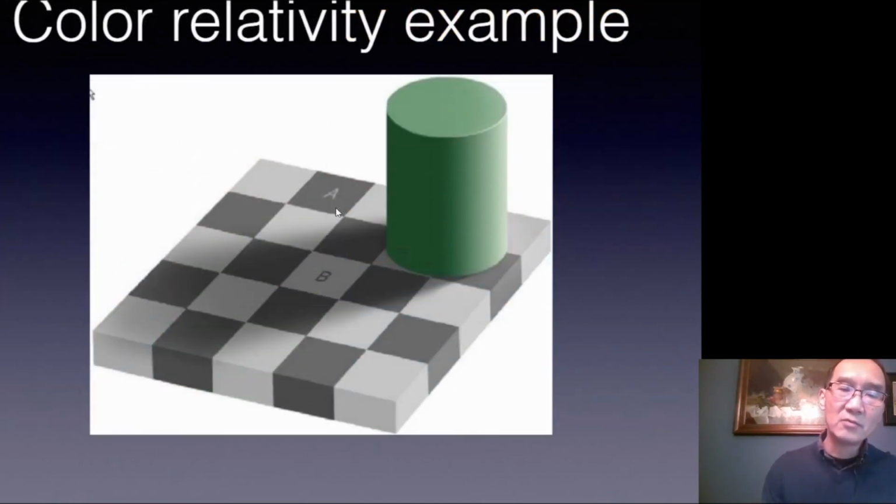Okay, so we have two colors here, color A and color B. Color A looks much darker, but color B looks much lighter. Actually, the reality is that A and B are the same color, the same grayscale. The reason for that, we can explain.